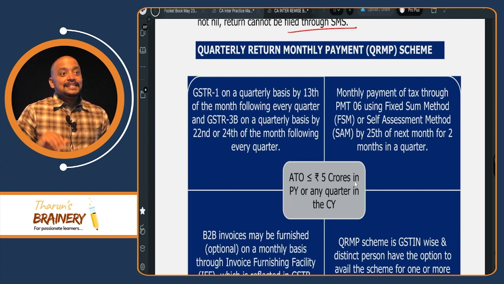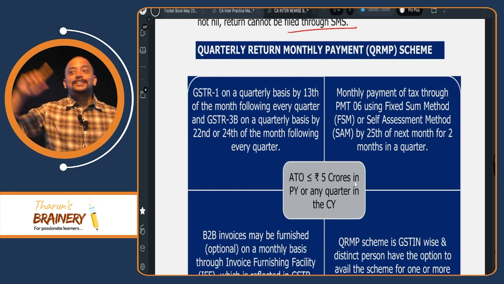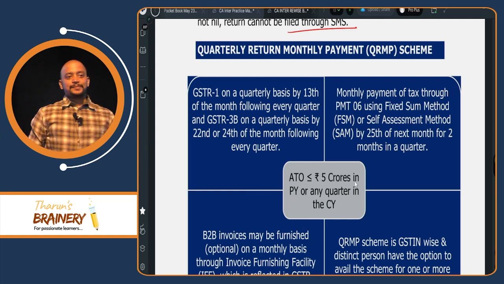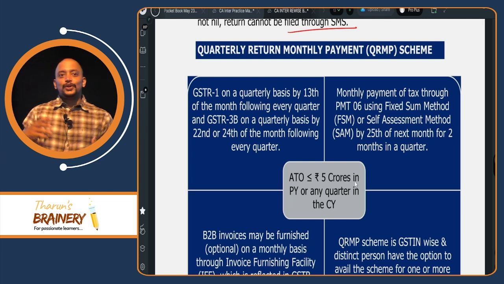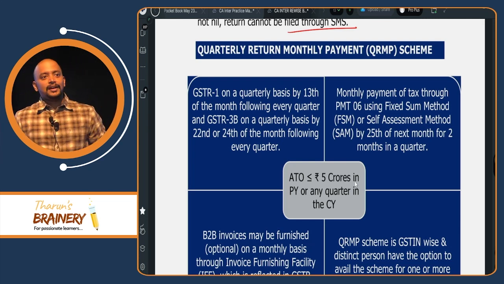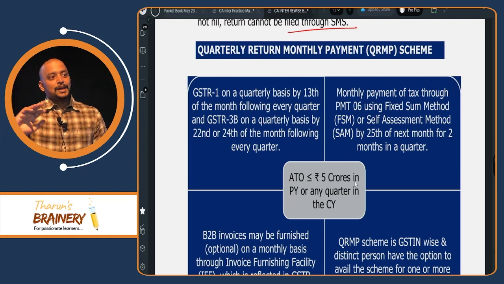Okay. GSTR 3B is on a quarterly basis, but you have to pay tax on a monthly basis. So fine, what should I do then? You compute the tax and pay. How can I compute the tax? We will give you 2 methods. Method number 1, self-assessment method. You calculate how much your liability is, and you pay.